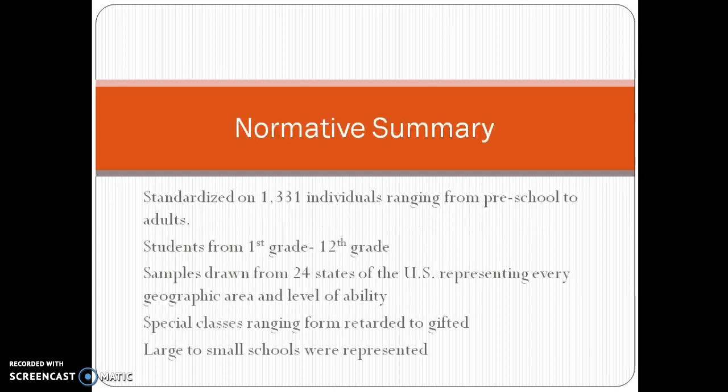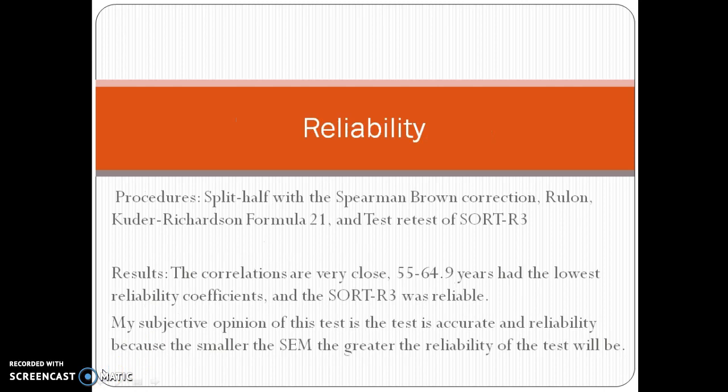The narrative summary is standardized on 1,331 individuals ranging from pre-K to adults, students from 1st grade to 12th grade. Samples drawn from 24 states of the United States, representing every geographical area and level of ability. According to the manual, special classes ranging from retarded to gifted, large to small schools were represented.